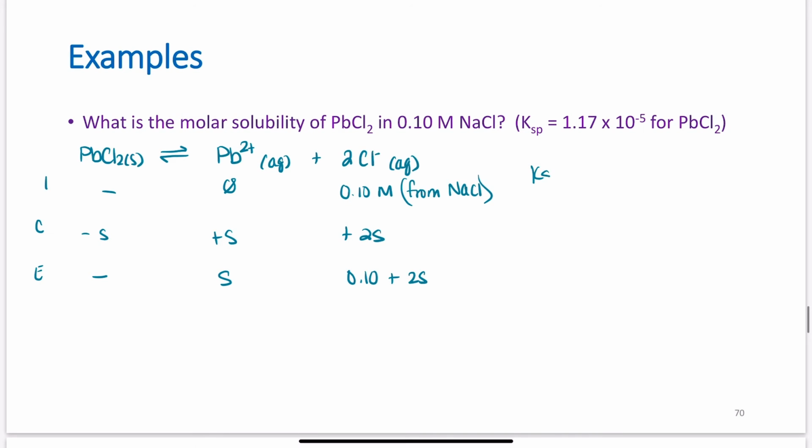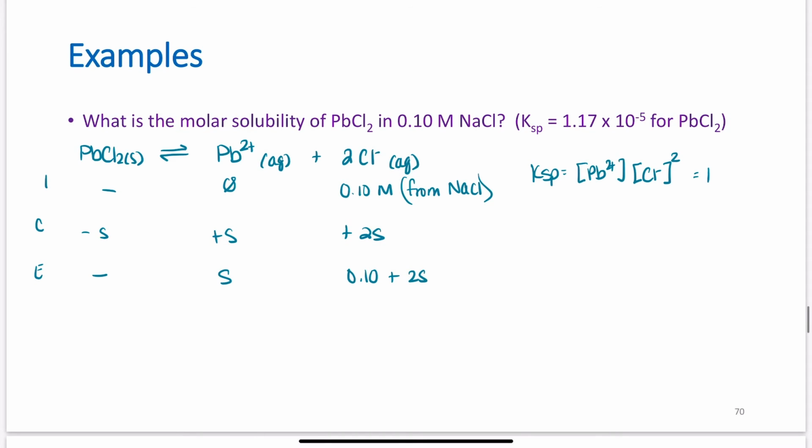Your KSP expression, Pb2 plus times Cl minus squared equals 1.17 times 10 to the minus 5. Plug in the values we know. We have S times 0.10 plus 2S equals 1.17 times 10 to the minus 5.